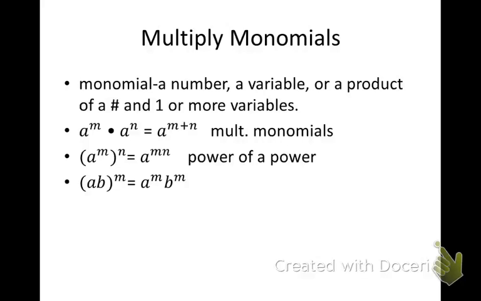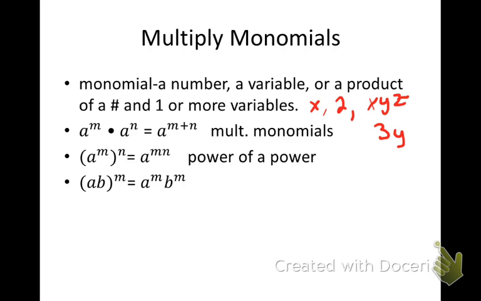So today we're going to start talking about monomials. We've actually really used monomials, we just haven't called them that. A monomial is a number, a variable, or a product of a number and one or more variables. Some examples would be just x, 2xyz, and 3y.